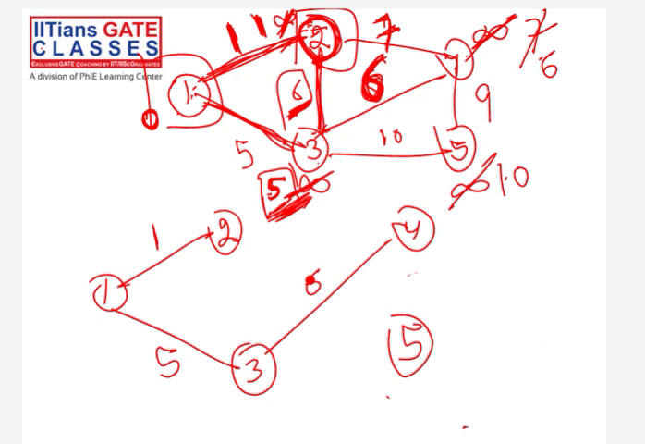Now we are at 4. Out of 4, there's only one node left, which is 5. The previous value for node 5 is 10, and the new edge has value 9, which is lesser than the previous value, so you do a replacement. Now this is the last value. So this is the MST using Prim's algorithm. Is this MST clear to everyone?